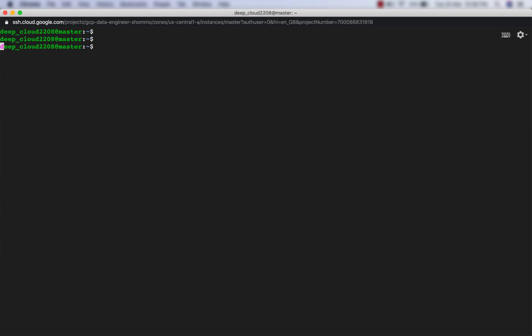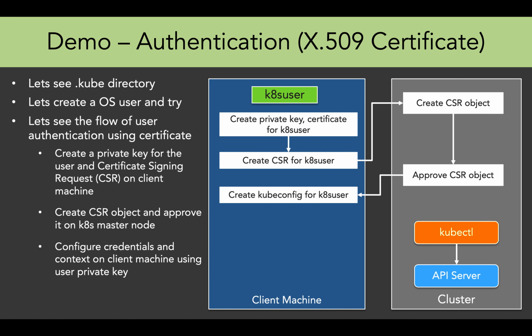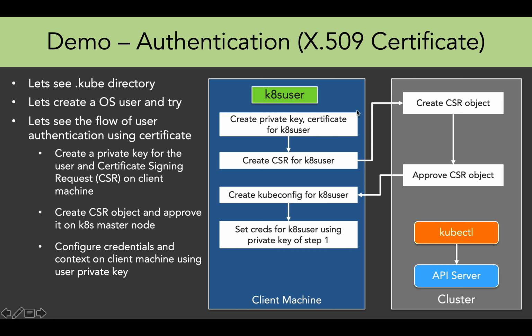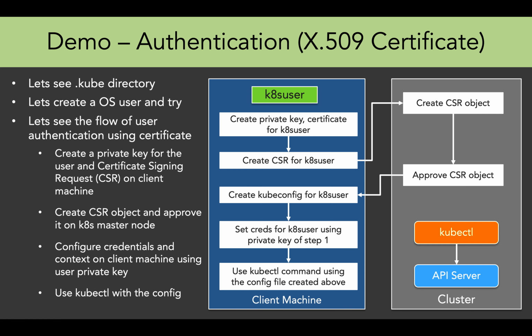Now I'll have to go back to the client machine to do the remaining configuration or setup. So what we'll do is that we'll create a kubeconfig file for k8suser. Now it is different than .kube/config. I'll show you that shortly. So we'll create this kubeconfig file, and then we'll set credentials for this user using the private key that was created in step 1, which is this one. After that is done, we'll use kubectl with this configuration file which we are going to create, and then we'll be able to authenticate to the master server or to the API server.